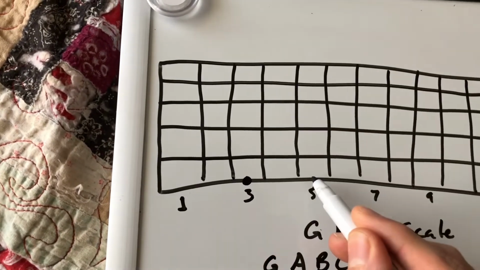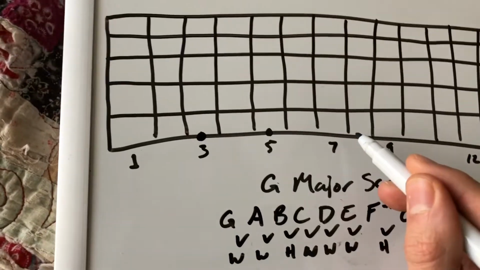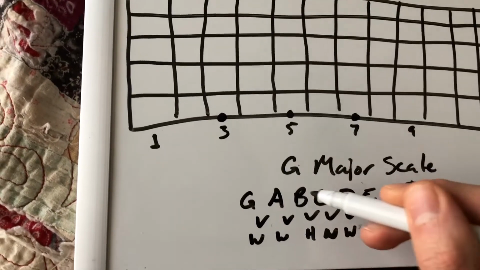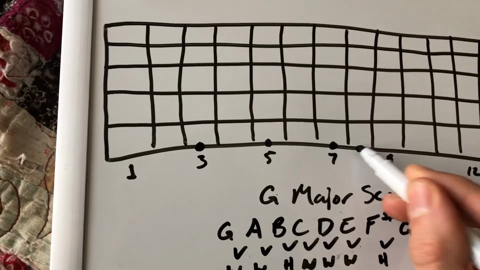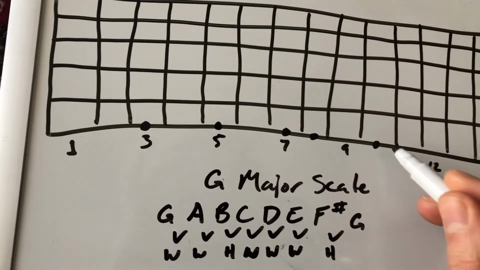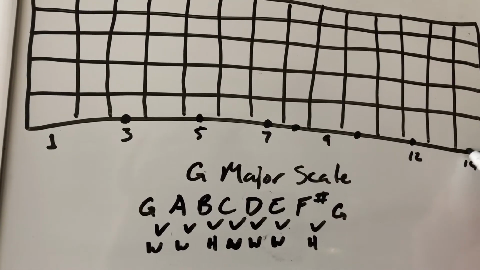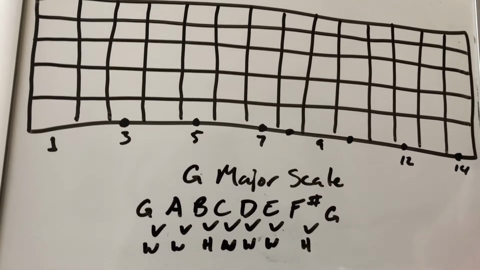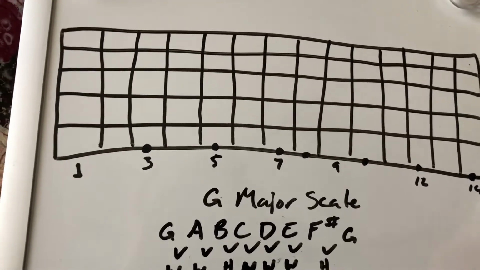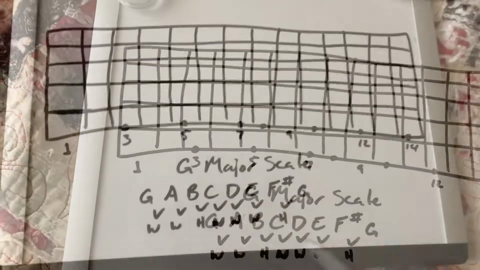We go up one whole step, we have A, another whole step, B, a half step, we have C, a whole step, D, a whole step, E, a whole step, F sharp, and if we were going to go up a half step again, it would be a G note. It would be one octave higher than this note. We can also do this.